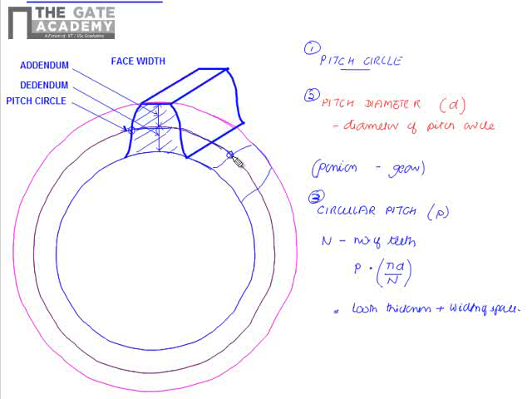Then we have the fourth one, which is the important one, which is module, denoted by the letter small m. Module is a ratio of the pitch diameter to the number of teeth. So module is given by pitch diameter to the number of teeth.